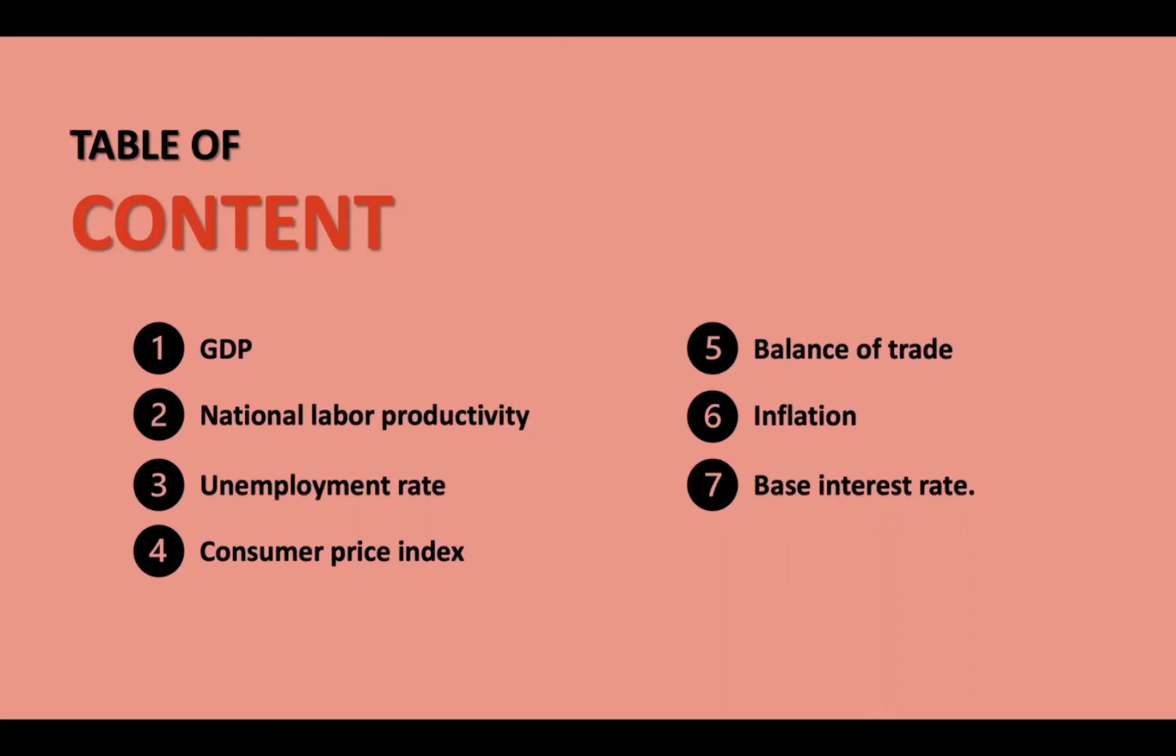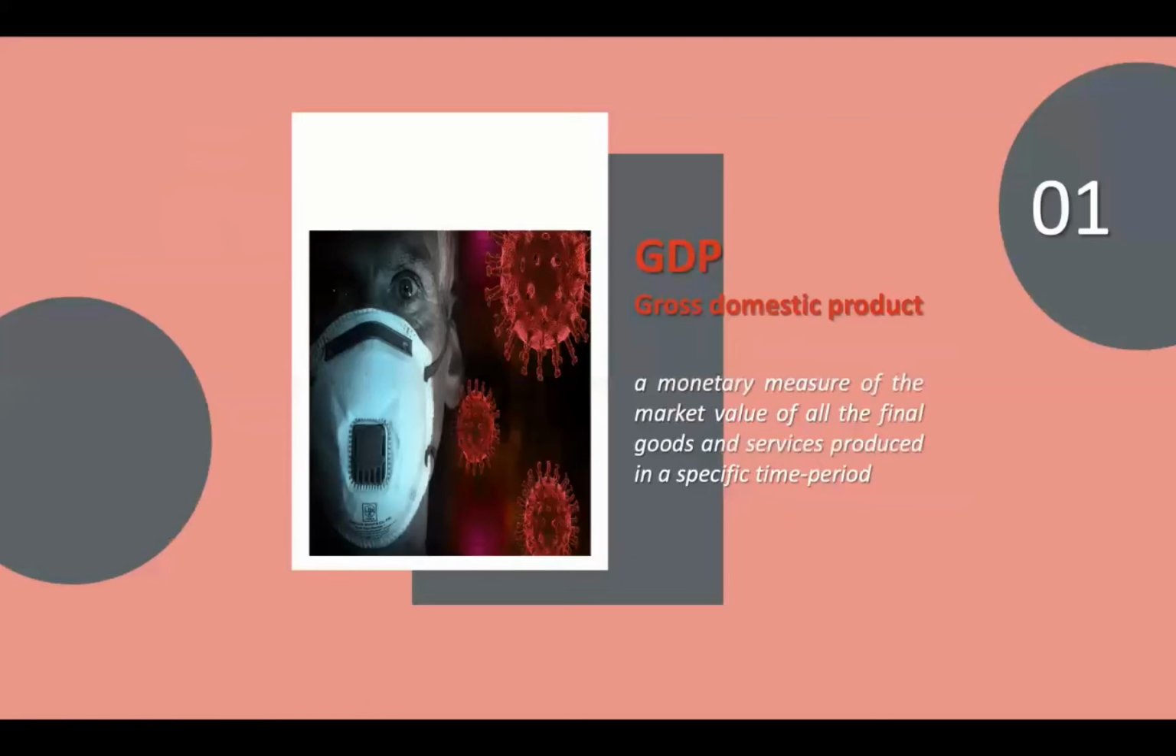We have consulted and synthesized information related to seven basic indicators, including GDP, national labor productivity, unemployment rate, consumer price index, balance of trade, inflation, and base interest rates. First and foremost, the negative effect on the GDP of the UK is undeniable.